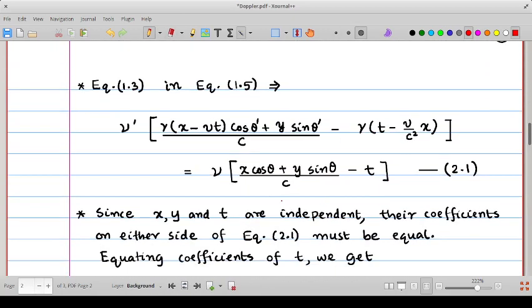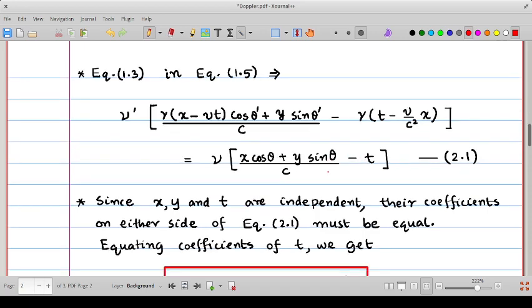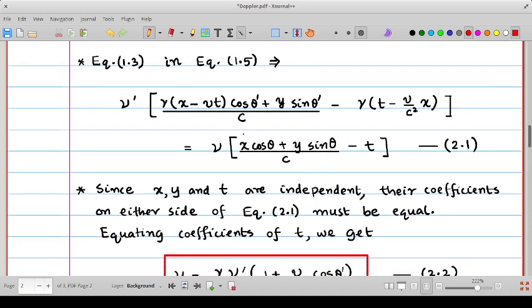So nu times (x cos theta plus y sin theta) by c minus t, and this should be true for any event in spacetime. Therefore the coefficient of x on the left hand side of this equation should be equal to the coefficient of x on the right hand side, and similarly the coefficient of each of these variables and their powers should be the same on either side of this equation.